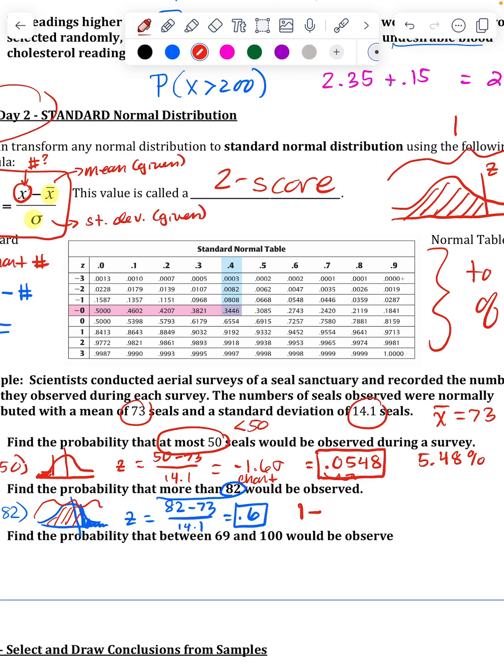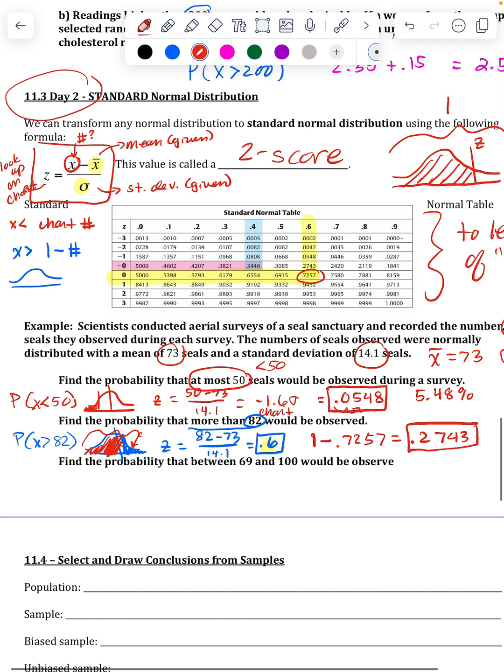We're going to go to 0, and I know this is weird, but because we're on the positive side with a positive 0.6, we use the positive 0 and the 0.6, and that tells us the number we're looking for on the chart is 0.7257. But that would be this area to the left, and we need the part on the right. That's why we did 1 minus. So our actual answer is 0.2743. That's the probability of ending up in this blue zone, having more than 82 seals on the beach when they go by.